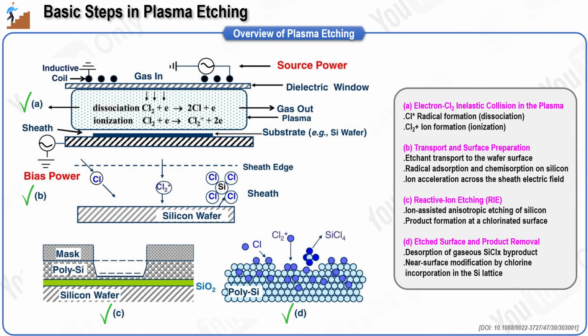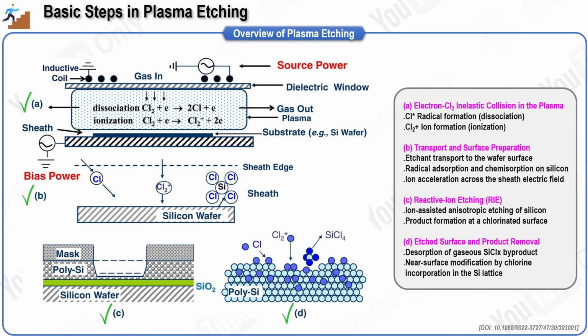Step B brings the species to the wafer and prepares the surface. Chlorine radicals diffuse to the silicon, then adsorb and chemisorb, so the silicon surface becomes bonded to many chlorine atoms. At the same time, the sheath electric field accelerates positive ions toward the wafer, which sets the incidence to be nearly normal. The combination of adsorption by radicals and acceleration of ions establishes the conditions for reactive ion etching at the bottom of the feature.